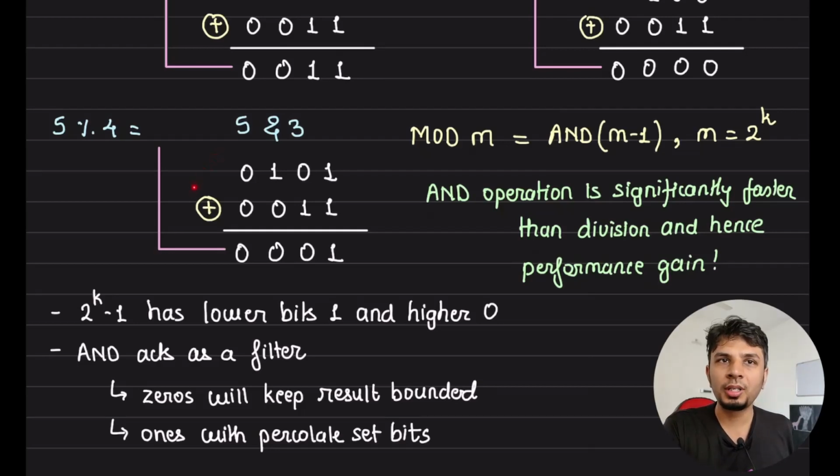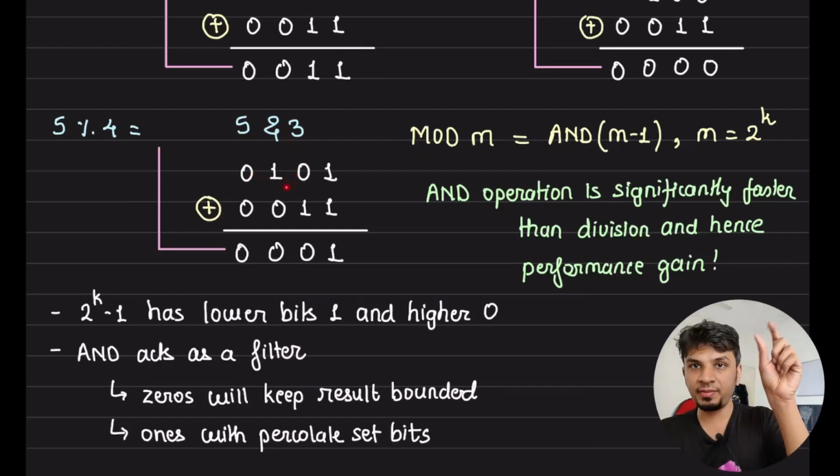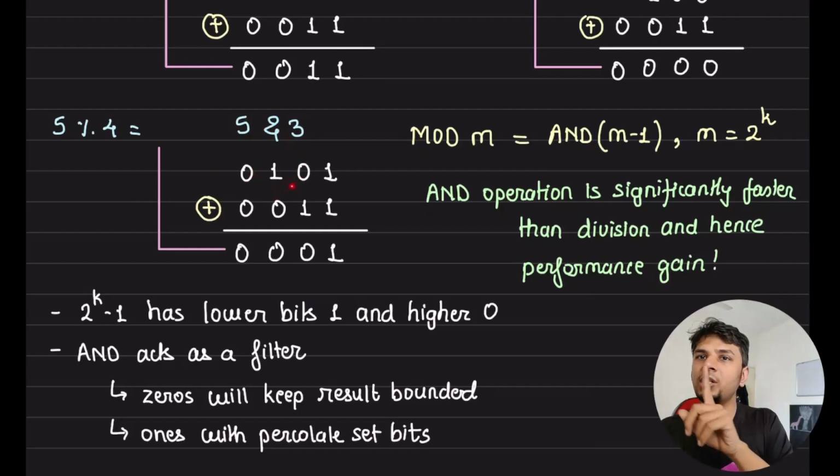And the final thing where we see the cycle repeating is 5 mod 4. 5 mod 4 is 1. 5 AND 3: 5 is 0, 1, 0, 1 and 3 is 0, 0, 1, 1. When we AND, we get 0, 0, 0, 1, which is same as that.